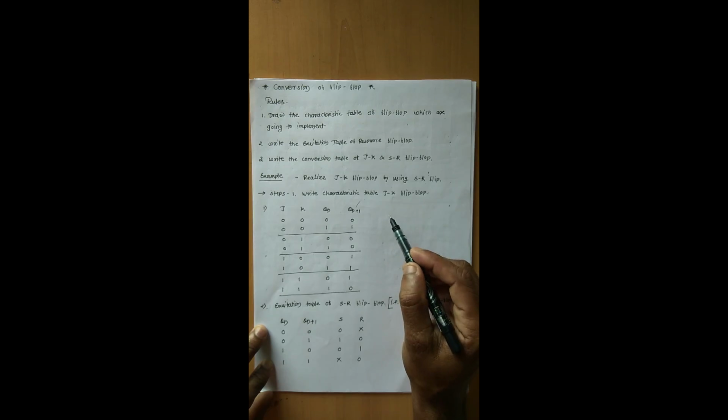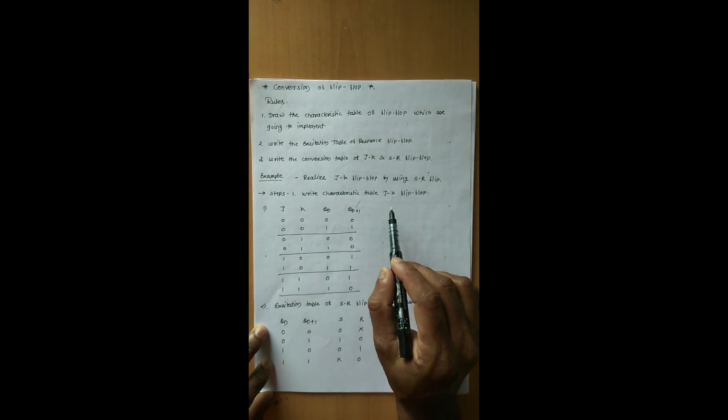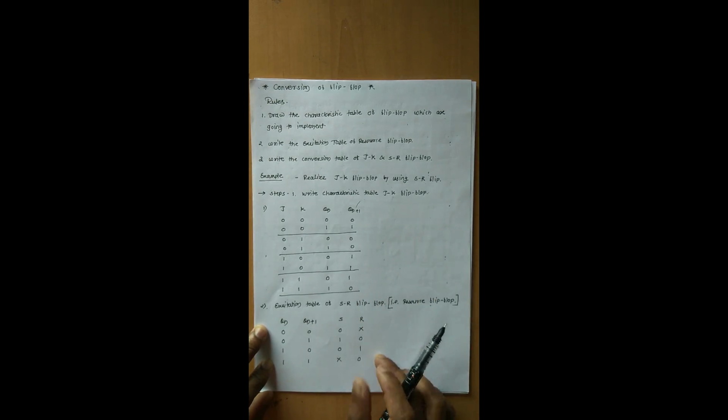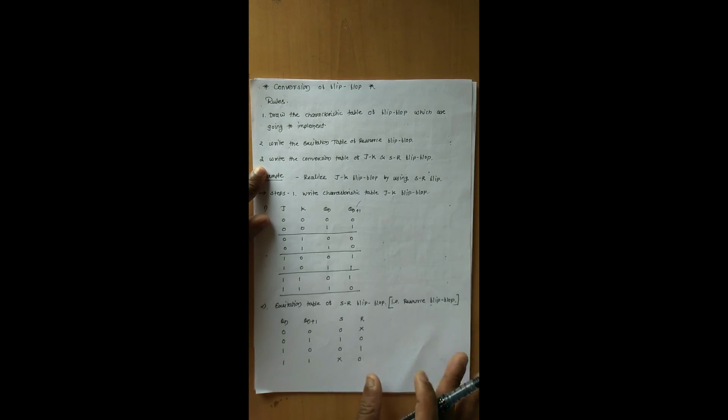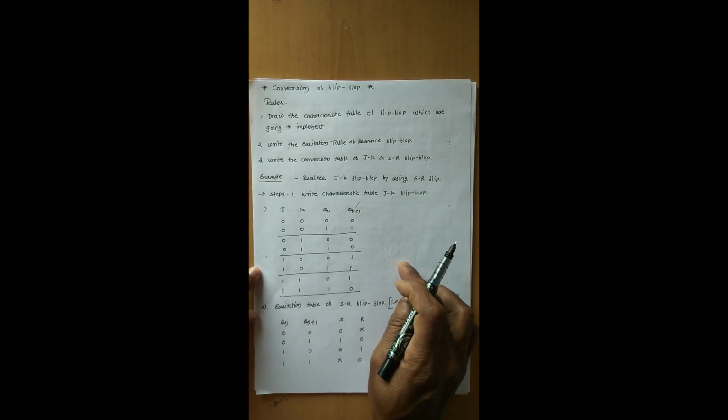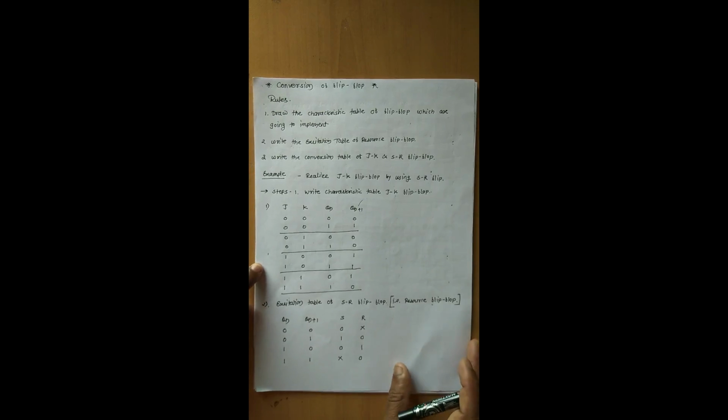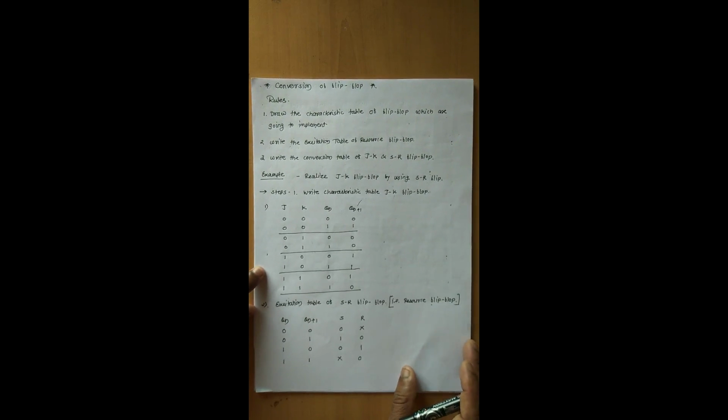Be careful. We complete the first step: as per the rule, we write the characteristic table of the JK flip-flop. The second step: write the excitation table of the SR flip-flop, that is the resource flip-flop, or the flip-flop which is available to us. After completing these two steps, we follow the third step: write the conversion table of the JK flip-flop as well as the SR flip-flop. I hope you understand these two steps. For that you have to know what the characteristic table is and what the excitation table is.